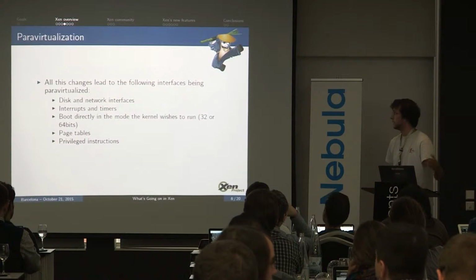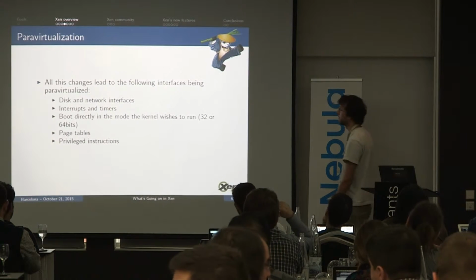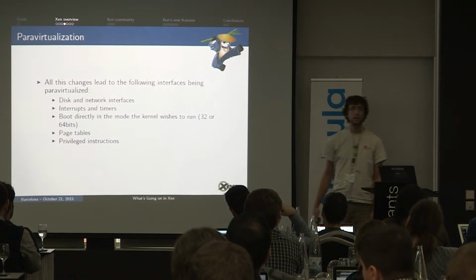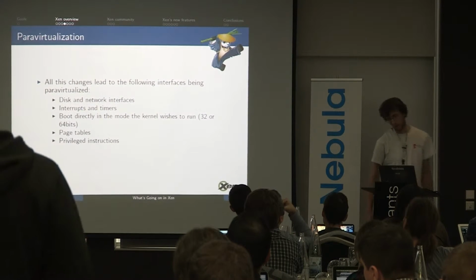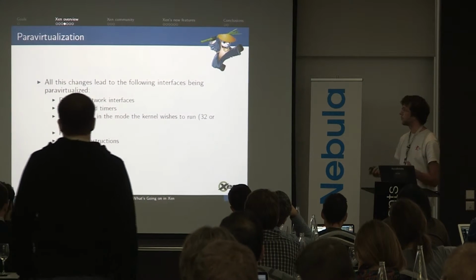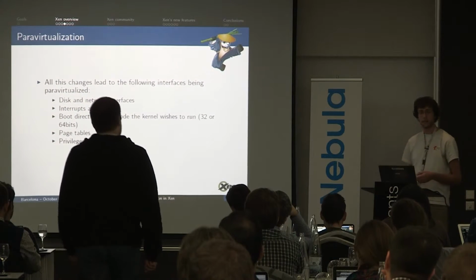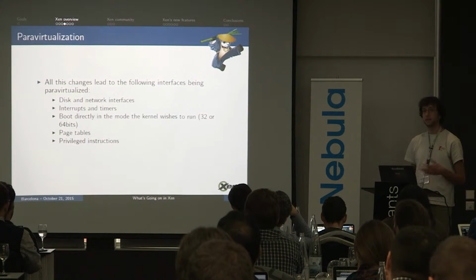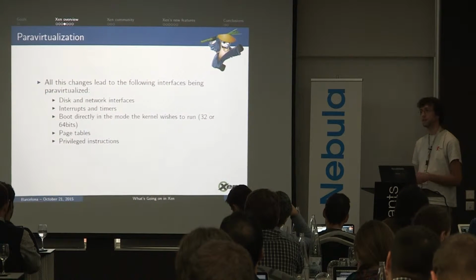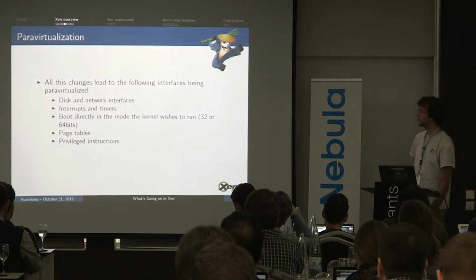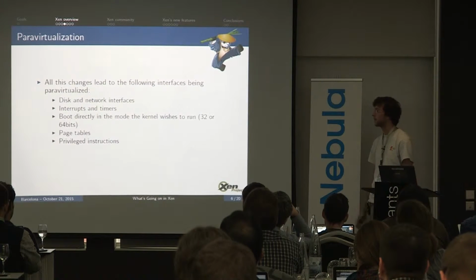And basically, they decided that a bunch of things need to be para-virtualized. Of course, the disk and the network interfaces were para-virtualized in order to obtain better performance, but also the interrupts and the timers were para-virtualized. The way the kernel boots is different than on bare metal. The page tables are also para-virtualized. If you want to modify page tables, you need to issue hypercalls into Xen that will modify the page tables on your behalf. And also, you need to issue hypercalls in order to execute some privileged instructions.